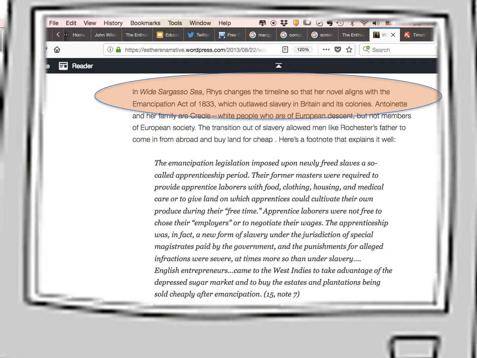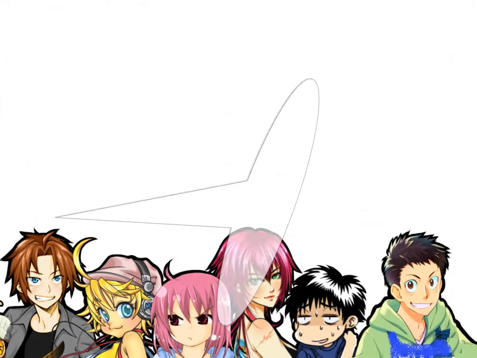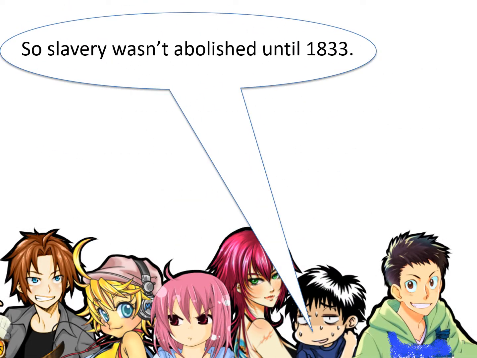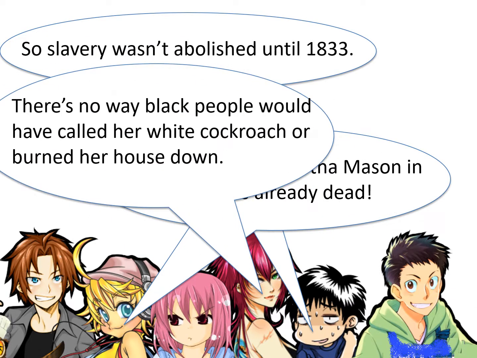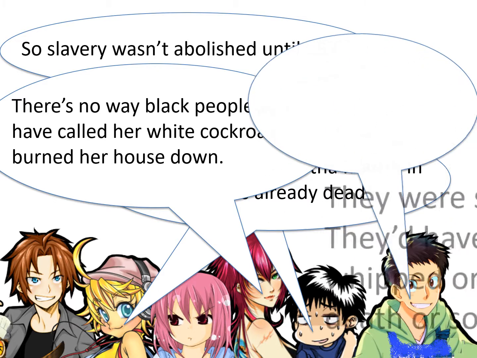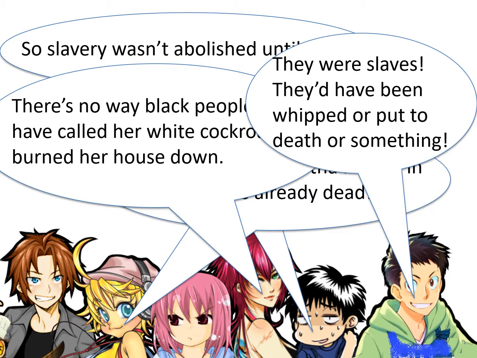They find out that the timeline has been changed and the story is taking place after the Emancipation Act of 1833. So slavery wasn't abolished until 1833, and by that time, Bertha Mason in Jane Eyre was already dead. And there's no way that black people would have been in a position to call her a white cockroach or burn her house down, because they would have been slaves. They'd have been whipped, they'd have been put to death. There was no way that that was going to happen.